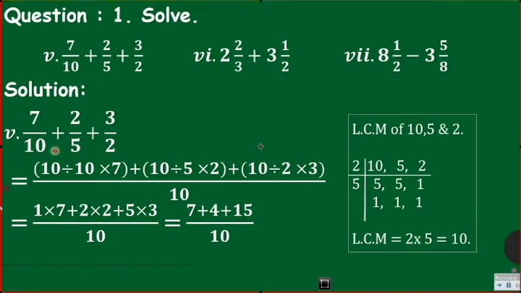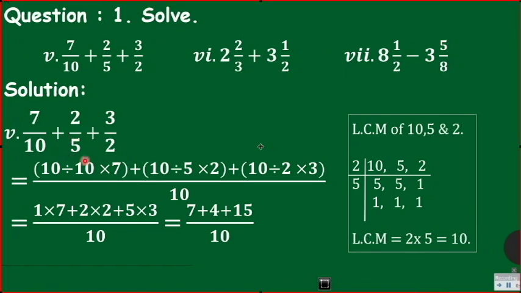Okay, now you can see what I have done. LCM is 10. I have written 10 here at the denominator place. Then divide the LCM by the denominator of the first fraction, then multiply the result with the numerator of the same fraction. If you are doing addition, then use the plus sign, or if you are doing subtraction, use the minus sign.